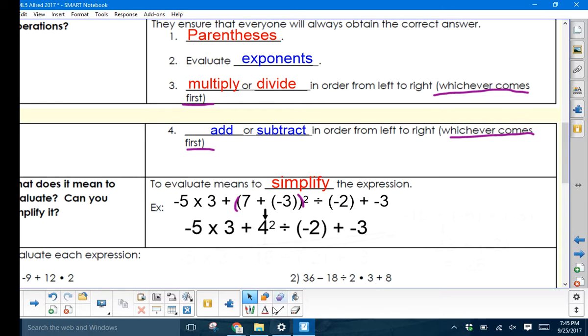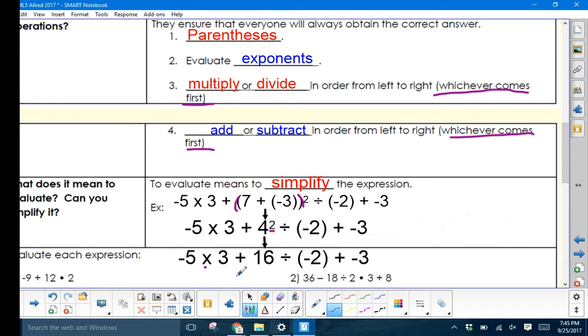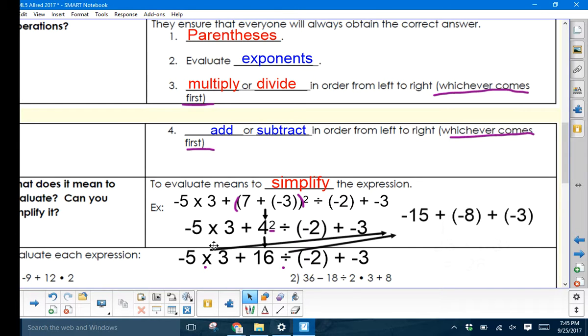I have to do the exponent next. So look right here, this exponent. 4 to the second power is like 4 times 4. That happens to be 16, which I brought down with another arrow. And now I have some multiplication here. I've got some division here, okay, and then some addition around it. I had to do the multiplication first. So I did negative 5 times positive 3 and got negative 15. I did 16 divided by negative 2 and got negative 8. So this led me here, and this led me here.